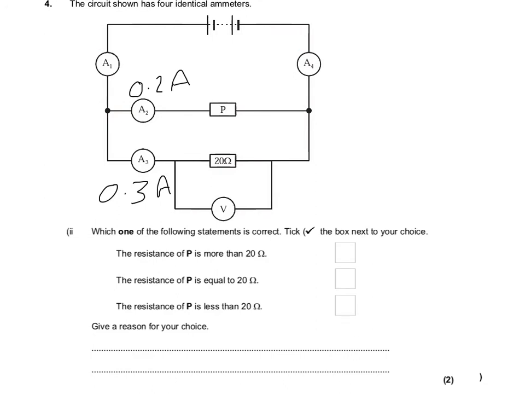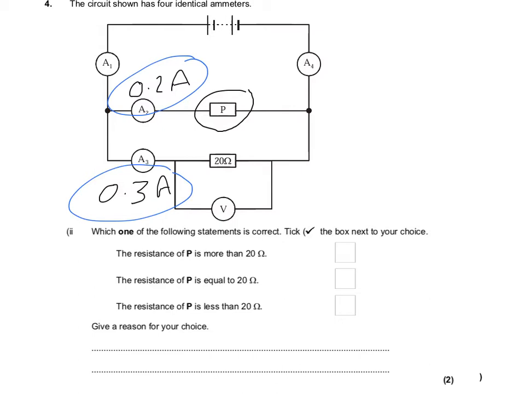In the next part of the question, it says which one of the following statements is correct, and you put a tick in the box next to it. And you basically have to work out, is the resistance of the resistor P, which is here, that's P, more than the 20 ohms, equal to the 20 ohms, or less than the 20 ohms. So you can see that going through P, we have 0.2 amps, compared to 0.3 amps going through A3.